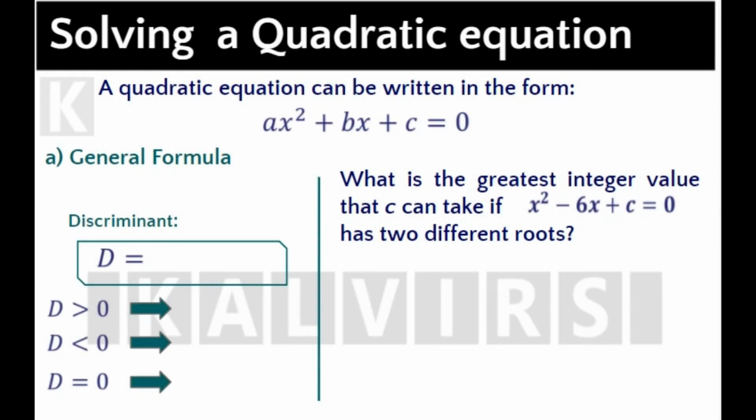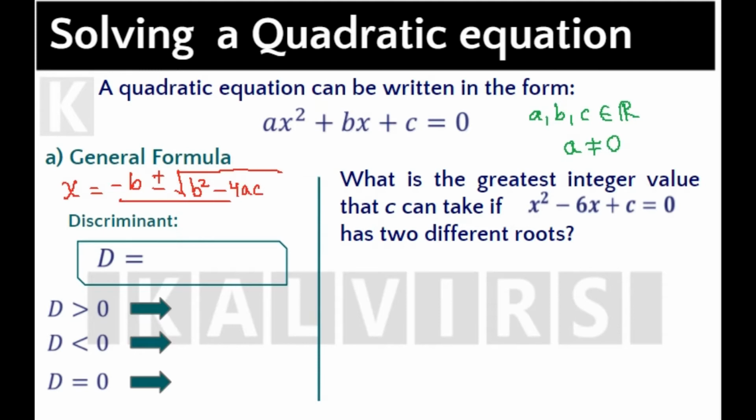Quadratic equations have an x-squared term, which means they are second-degree equations. Its standard form is a times x squared plus b times x plus c equals 0, where a, b, and c are all real numbers and a cannot be 0. The general formula for solving a quadratic equation is minus b plus or minus the square root of b squared minus 4 times a times c, over 2 times a.